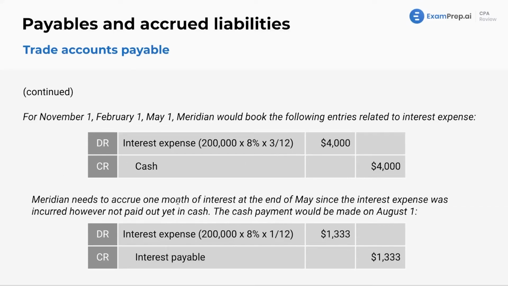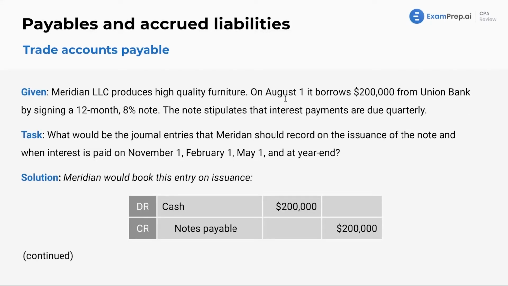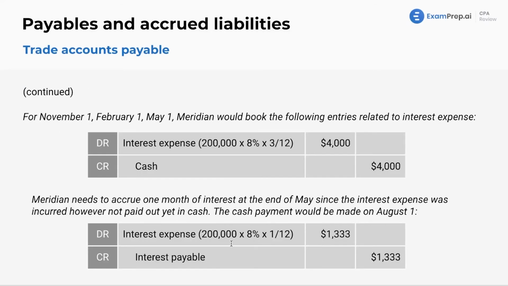Meriden needs to accrue 1 month of interest at the end of May, since the interest expense was incurred, however, not paid out in cash yet. Timing is everything, right? Because on August 1st, we are borrowing this money, right? We pay out interest November, February, May, and we still have 1 month of accrual. So interest expense of $200,000 times 8% times 1 divided by 12. That gets us to interest expense of $1,333, and we haven't paid it yet.